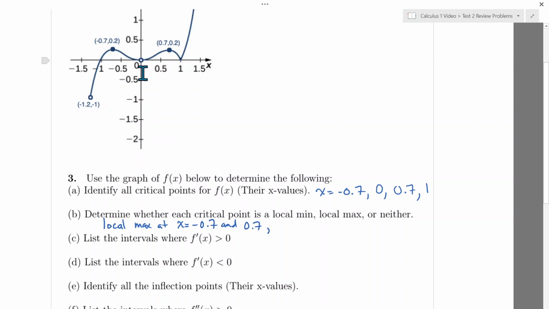So this point here is a valley. However, because there's an open circle, the point itself doesn't exist. So this is going to be neither a local minimum or a local maximum. And finally here, even though this is a sharp point, the point does exist. So this is a low point, so this would be considered a local minimum.